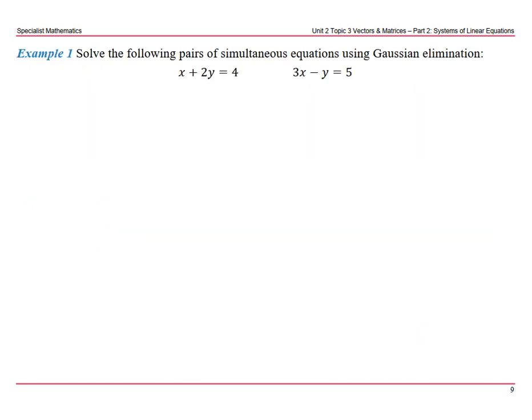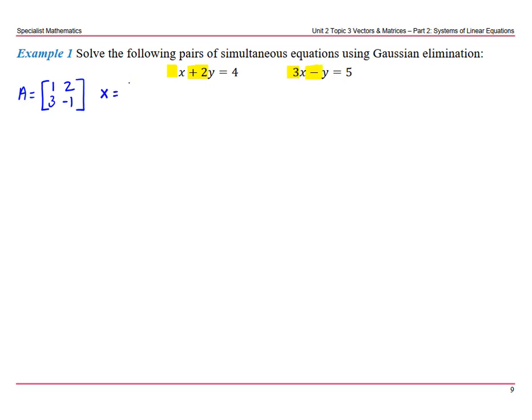So let's look at an example. Solve the following pairs of simultaneous equations using Gaussian elimination. So we have to set up our matrices. Our coefficient matrix is going to be 1, 2, 3, -1. So just reading the coefficients.